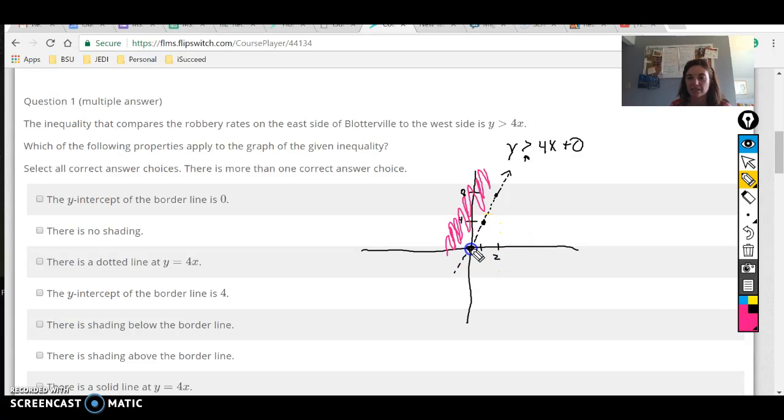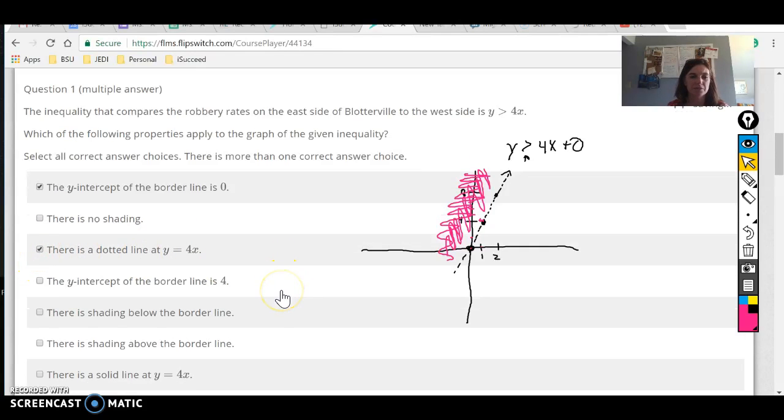So if x is 0, then y can be 1. If x is 1, then y can be 4. Well, it actually has to be greater than 4, so it can be 5, 6, 7, or 8. So it's anything on this side of the line, and it can't include the line. Okay, so the answers that make sense here, based on the graph we just created: the y-intercept of the borderline is 0. Okay, there is no shading. That's not true. There is a dotted line at y equals 4x. That's true because it's not greater than or equal to.